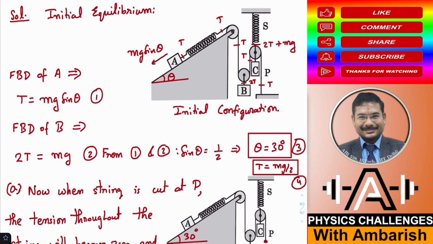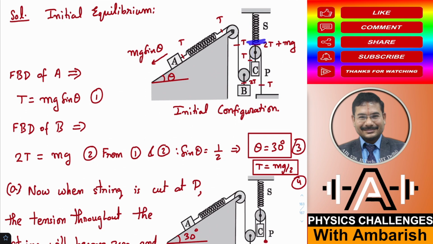So this angle was not given, but we are given that the system is in equilibrium. So my idea will be to find out this angle first of all. This is a massless string. Let's say the tension in this string is T. Then this block C is massive, so mg will be acting downward. If this tension is T, this same string is continuing here, so this tension is also T.